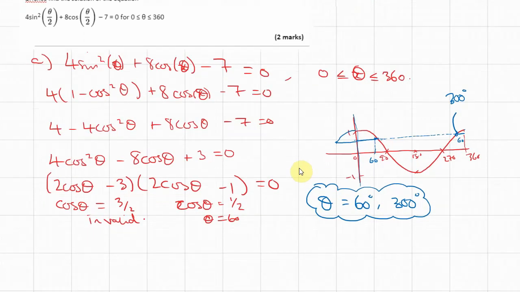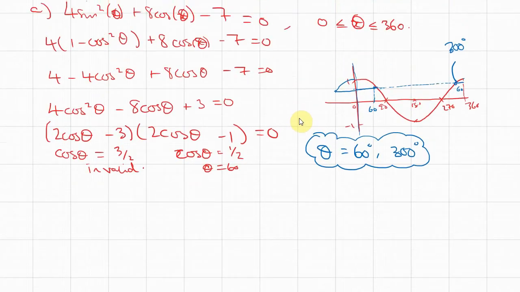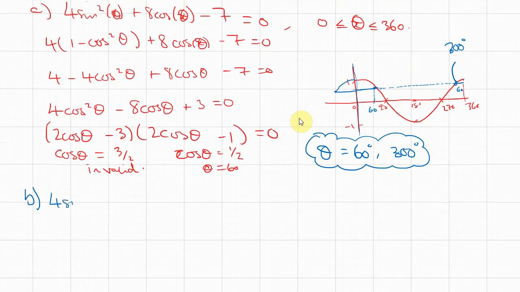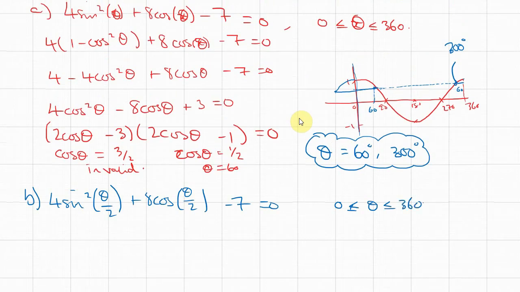And part B, I'll rewrite out the question again, and I shall do it in a different colour. B. So if we did this, if it was changed for this, what would happen to the answers? Well, we've got half of this in here, so we'd need double the value of theta for this to be true. So instead of it being 60 and 300, it would actually be 120 and 600.